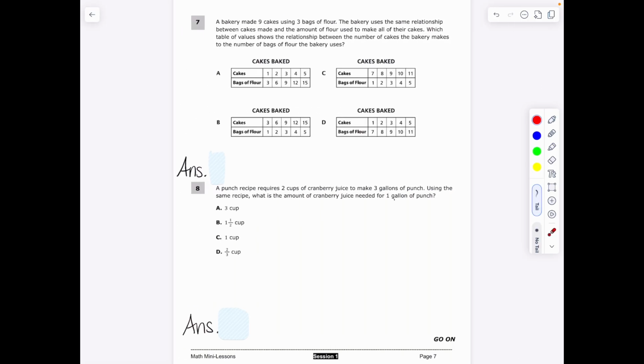Let's look at 7 and 8. The answers are B and D. Check it off on your work. Keep going if you have these two. If not, stay right here.